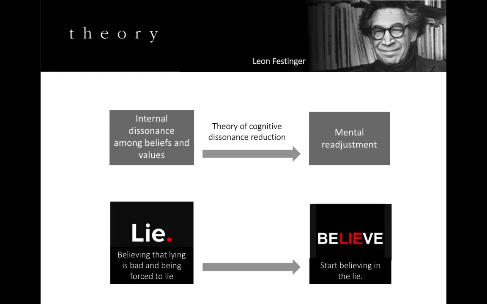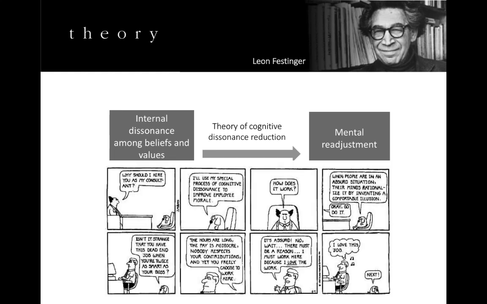Or another one would be, you know that lying is bad, but you're forced to lie. And then what we actually observe is that sometimes people start believing in their own lie. Again, it's this process of reducing that dissonance, solving it with a mental readjustment, that dissonance that you have. So that's what he calls support from above.